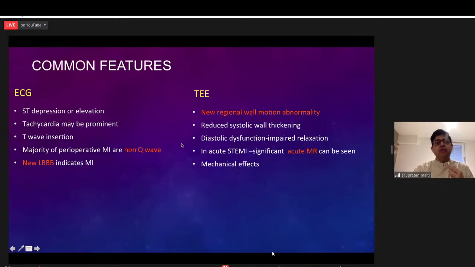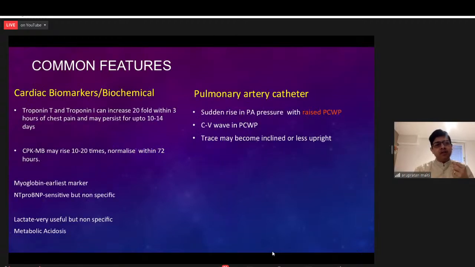What in echo? In echo, you'll mostly see new regional wall motion abnormality to detect which segment, which coronary territory is being affected. And sometimes if the MI is transmural, STEMI, catastrophic complications like acute MR and mechanical complications can happen. What about the cardiac biomarkers?